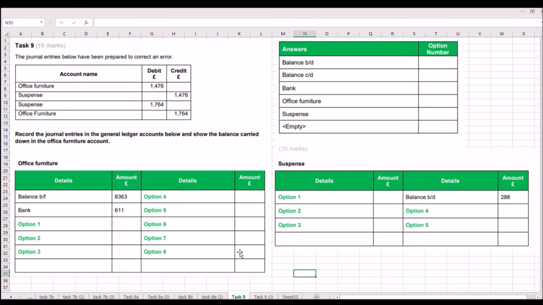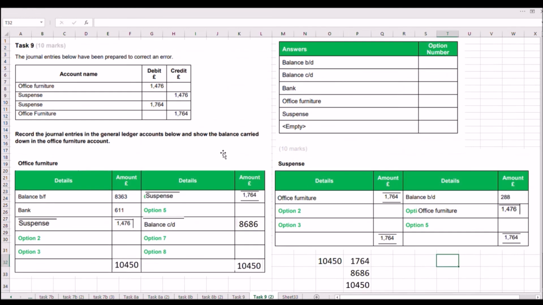Okay, so this question's only just about T accounts, really. So let's just go through this one here. So here's our office furniture T account here. We post the journals. Now, the only thing you need to get right here, really, is that when we post our journal here, so this is the debit, the office furniture, and the name, when we go credit suspense here, so the credit suspense, we put the other account name in here.